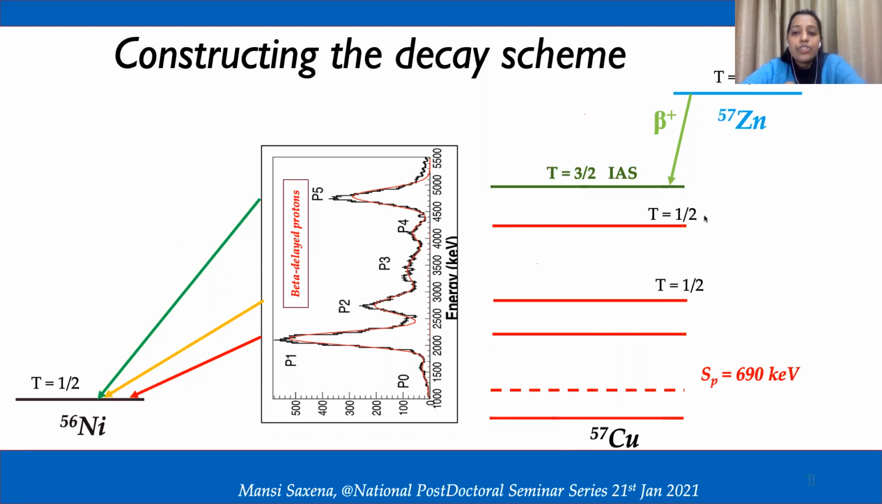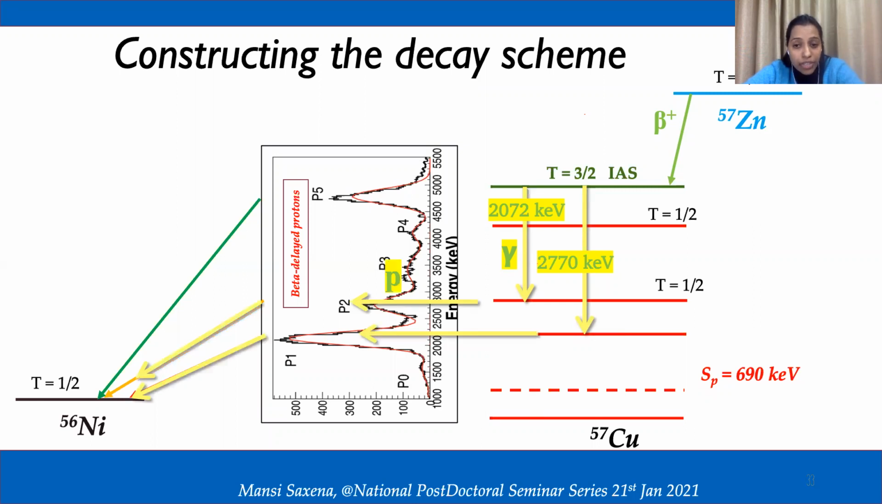Now, since the energies of these gamma rays are unique, and based on the difference of the energy levels in copper-57, we can go ahead and place these gamma ray transitions. I show an example here. I place the gamma rays which are de-exciting from the isobaric analog state, and we can quickly see that these gamma rays are feeding states which are above the proton decay threshold, and hence they further decay by proton emission.